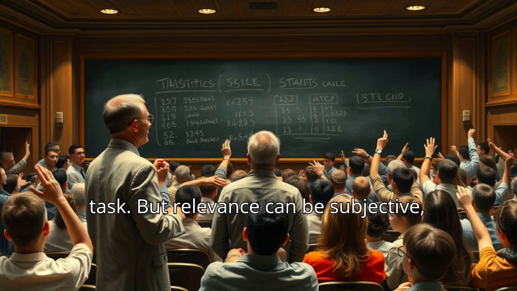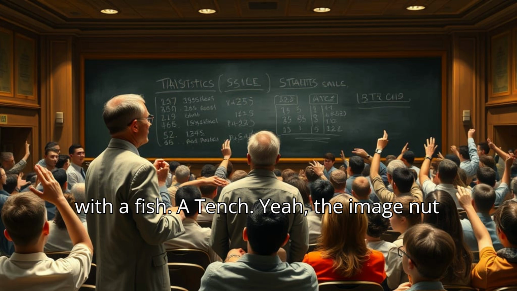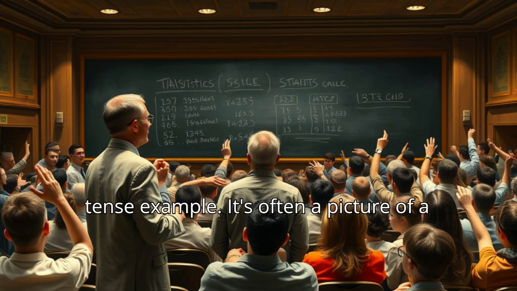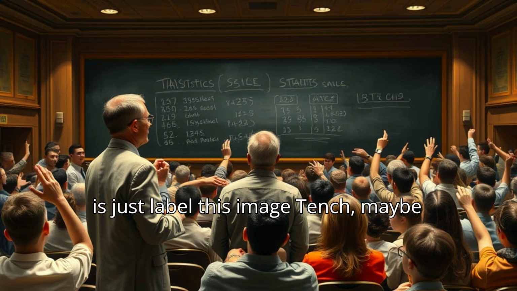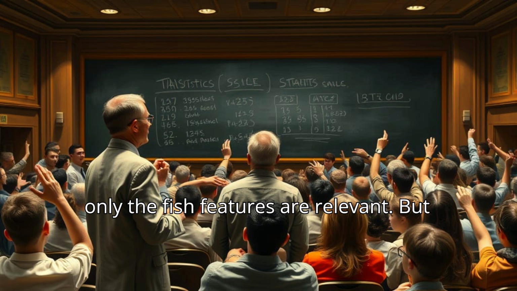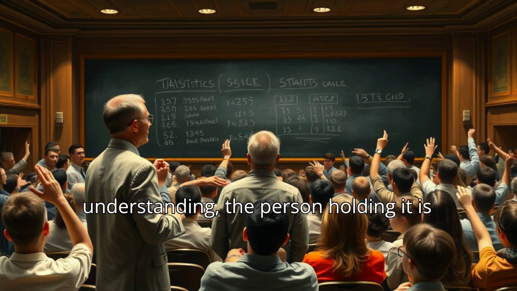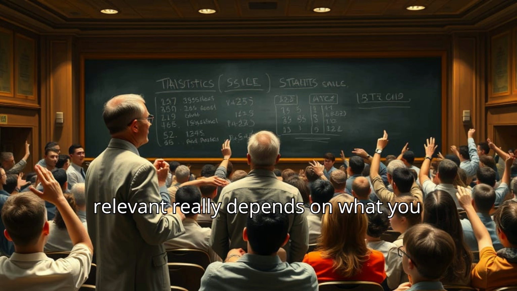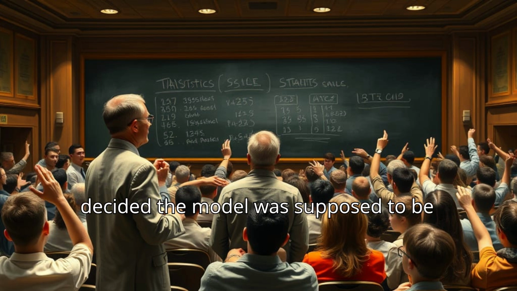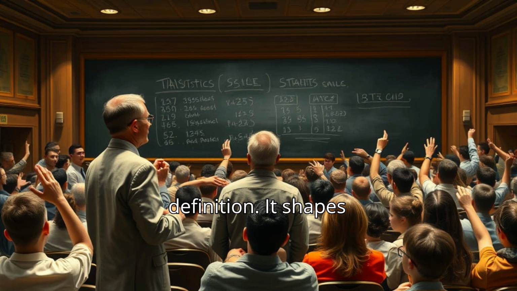But relevance can be subjective, can't it? The paper mentioned an example with a fish. A tench. Yeah, the ImageNet tench example. It's often a picture of a fish being held by a person. If the task is just label this image tench, maybe only the fish features are relevant. But if the task was broader, like scene understanding, the person holding it is relevant context. So what counts as relevant really depends on what you decided the model was supposed to be doing. Exactly. Developer intent, task definition. It shapes what you consider relevant versus spurious.